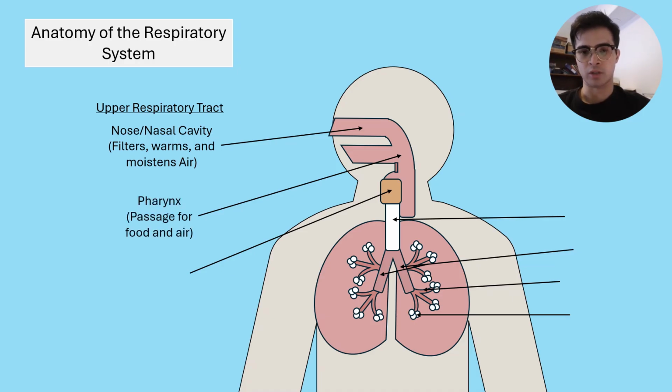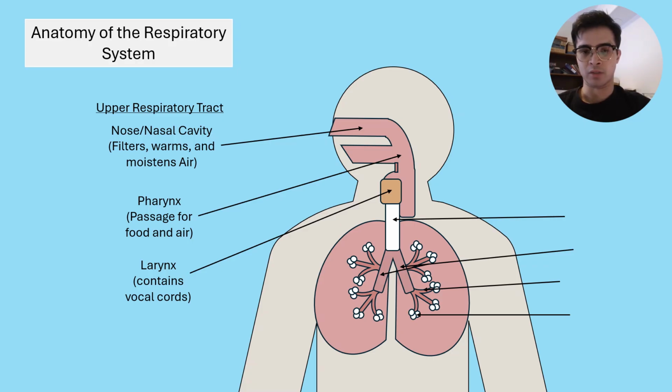The next structure is called the pharynx, which acts as a passageway for both food and air. And the third structure is the larynx. This contains your vocal cords, which allows you to speak.